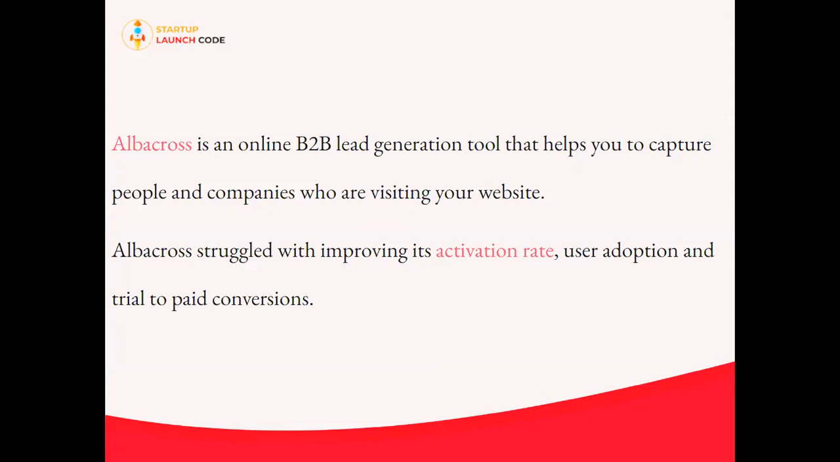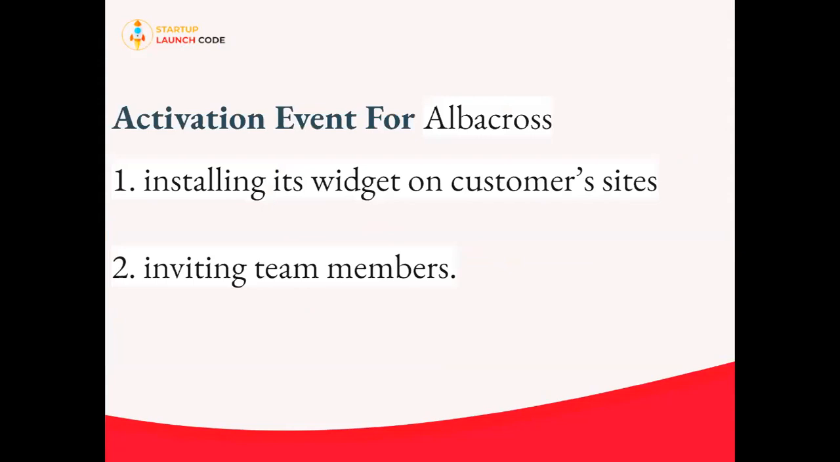So they were struggling with improving their activation rate, user adoption, and trial to paid conversion. So how were they able to solve this problem? Now, the first thing was for them to identify the activation events. That is, what are those events that they regarded as activation? Number one is installing the widget on your website. If you install the widget on the website, then you can say, okay, you have activated. Or if you invite your team members to use the platform, then you can say you've been activated.